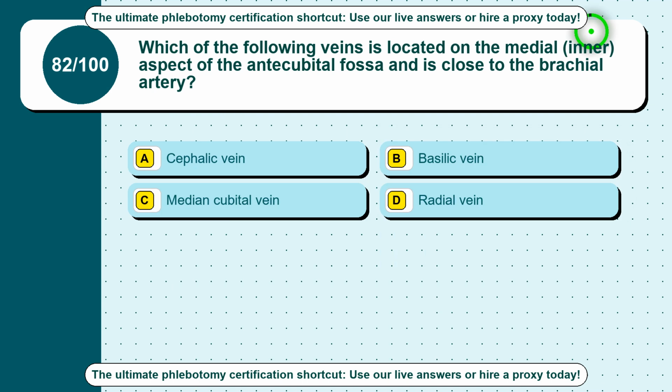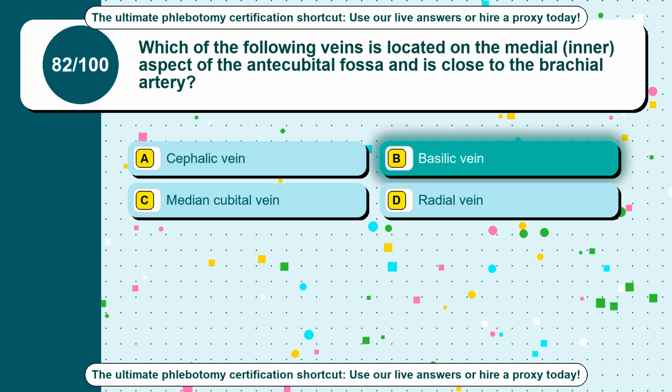Question 82. Which of the following veins is located on the medial, inner, aspect of the antecubital fossa and is close to the brachial artery? Option A, cephalic vein. Option B, basilic vein. Option C, median cubital vein. Option D, radial vein. The correct answer is option B, basilic vein.